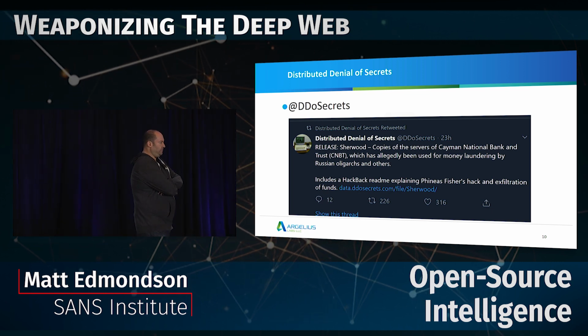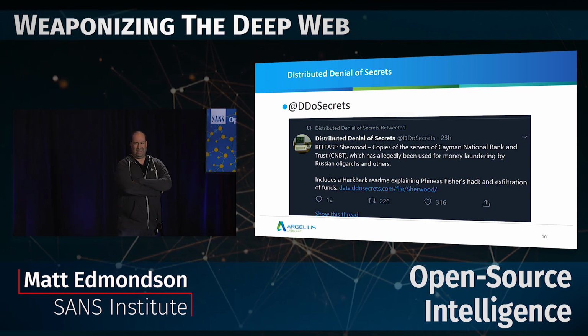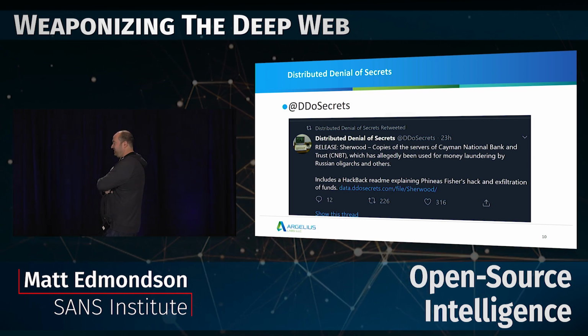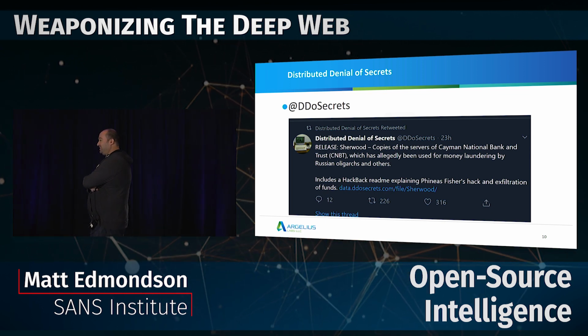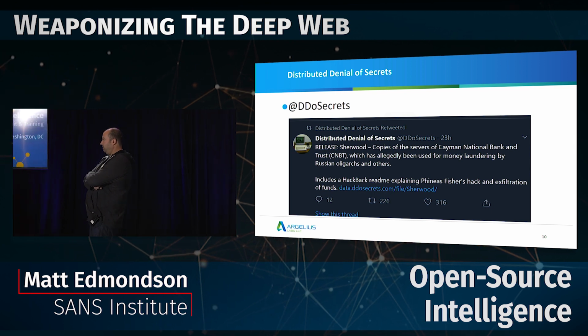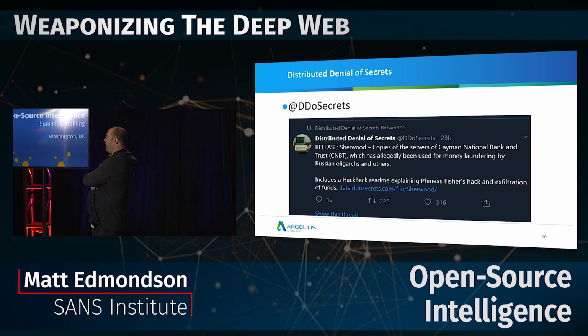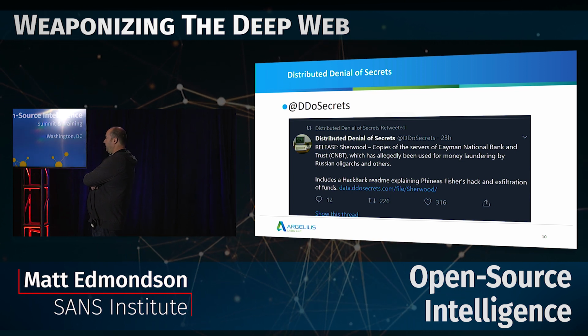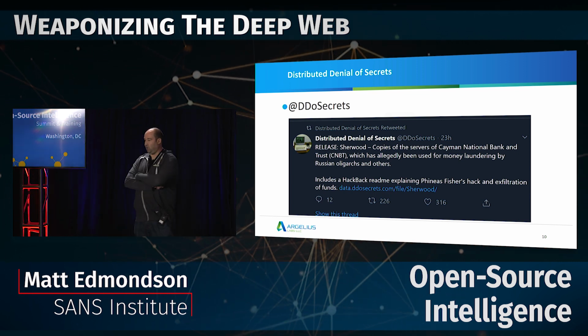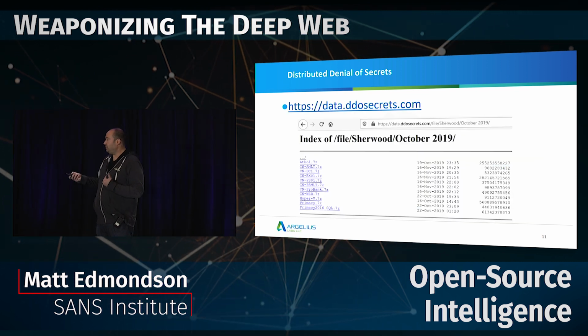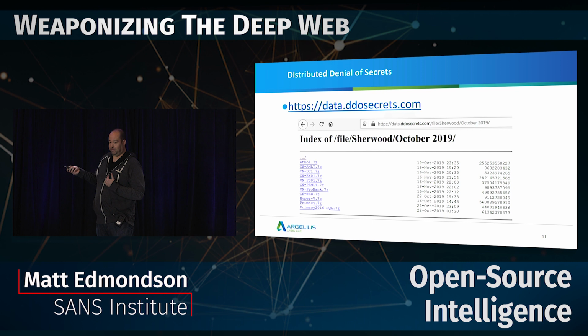Distributed Denial of Secrets, if you haven't heard of it, it's kind of like WikiLeaks' slightly classier cousin, slightly. They've been releasing a lot of really good data leaks lately. This was one they recently had. It said copies of the servers from the Cayman National Bank, where a bunch of wealthy Russians were storing their money and kind of doing some shady stuff. And when they say copies of the servers, no, they mean copies of the servers.